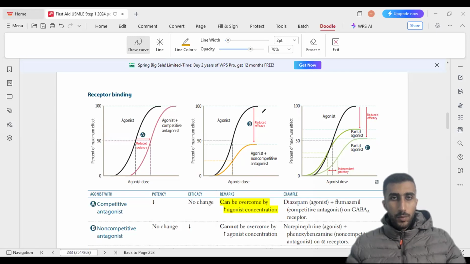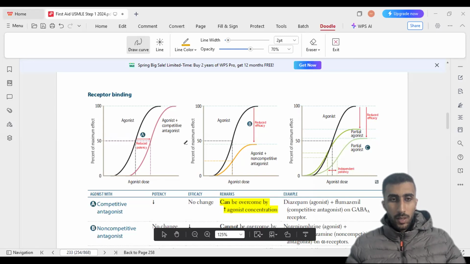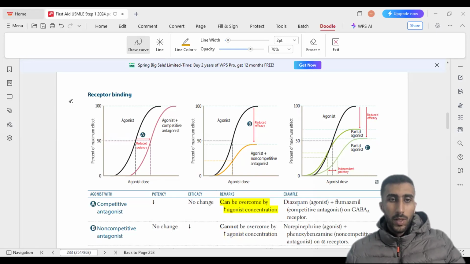With you today, Dr. Muhammad Hamid, an ECFMG certified physician, and today we're going to continue our discussion about the pharmacology from First Aid for the USMLE Step 1 exam. So, we will talk about receptor binding.